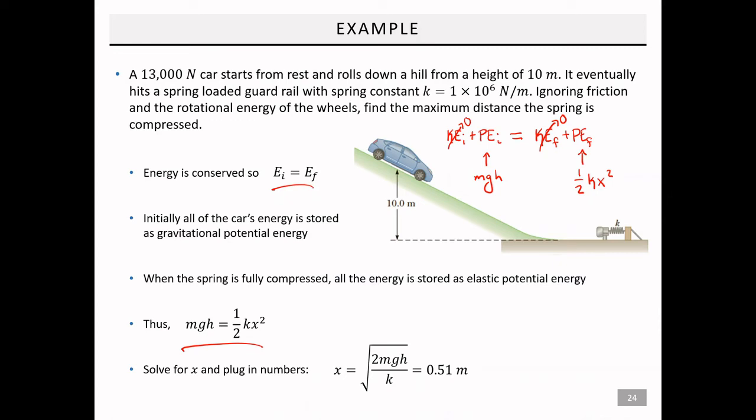And then the problem asks us for the maximum distance the spring is compressed, and that value is represented by the variable x. So to finish the problem, we solve for x, and then you can just plug in all your numbers, and hopefully you find that the spring is compressed by 0.51 meters.